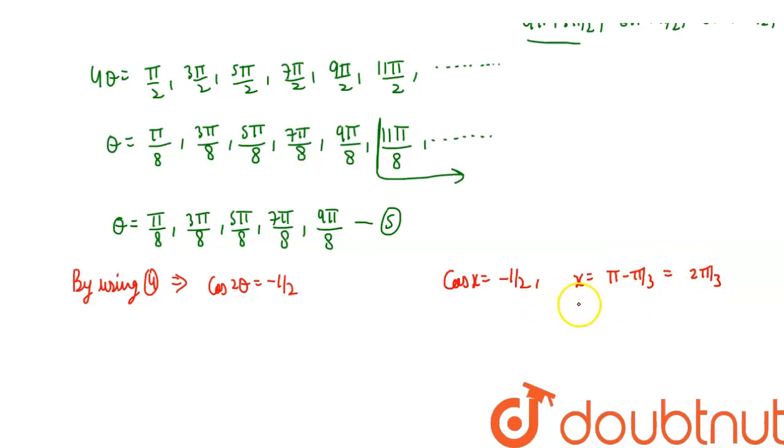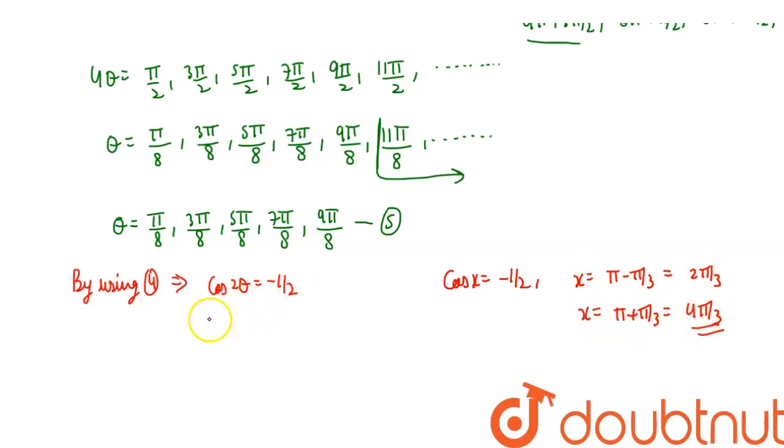And in the fourth quadrant it would be positive, but in the third quadrant it would be negative. So the second value of x would be pi plus pi by 3, that is 4 pi by 3. So this is the solution of x which we have got in the interval 0 to pi.